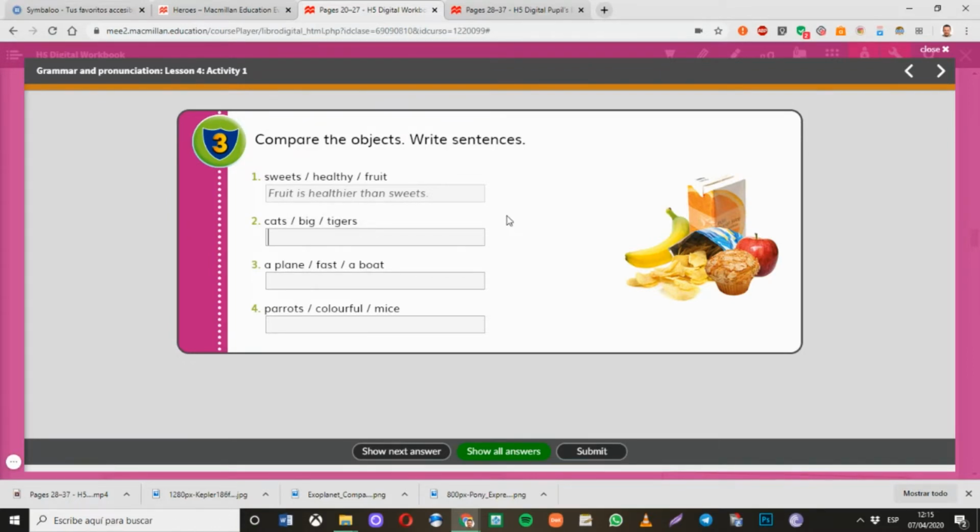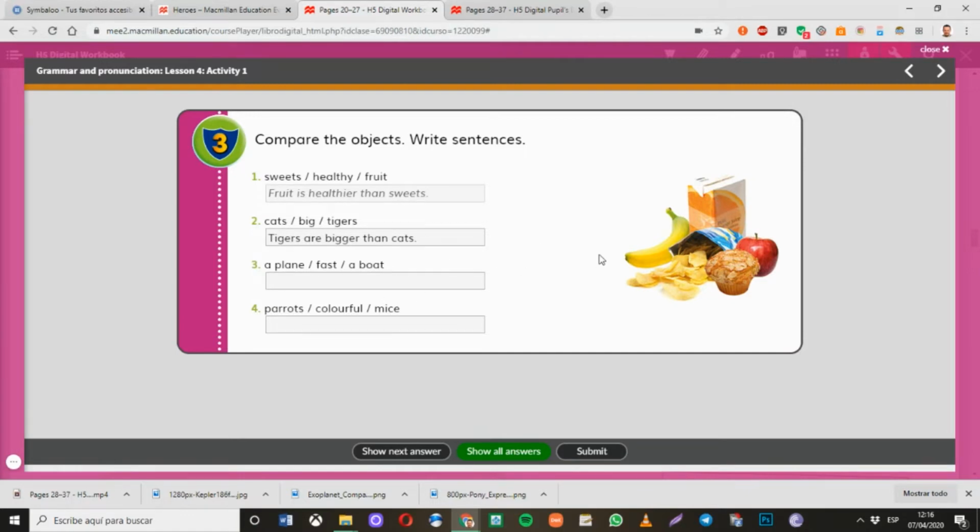So the first word may be tigers. Okay, tigers. Now the verb, we have to write the verb. Look at that. That noun is in plural. Can you see the S? So the verb may be that. Tigers are bigger than cats. Tigres son más grandes que los gatos. Do you agree? Yes, it's okay. Perfect.